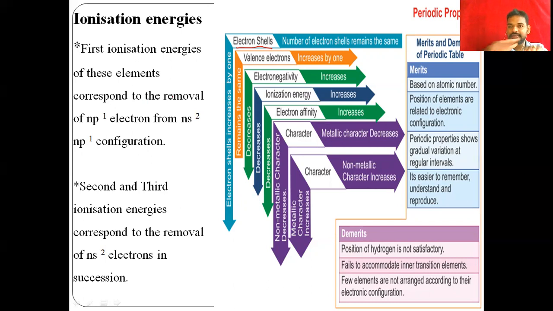Then metallic character along the period: metallic character decreases because the electronegativity increases, and non-metallic character increases. Why? The electronegativity is the main factor for non-metallic character. So as the electronegativity increases along the period, the non-metallic property increases. These are the main things, so just go through the properties here. Down the group, we have already discussed this.